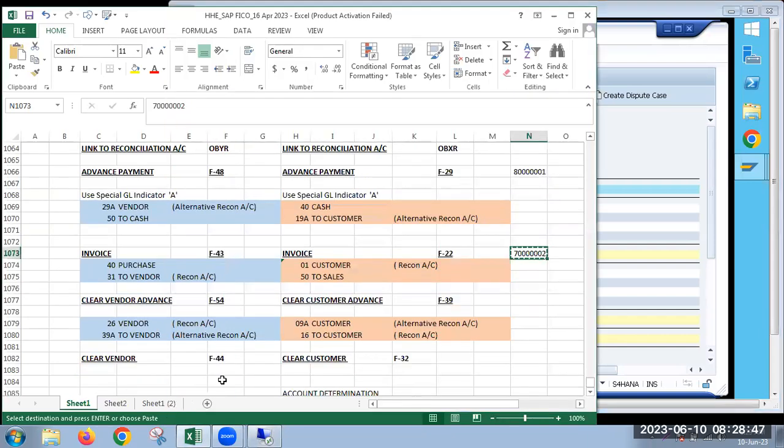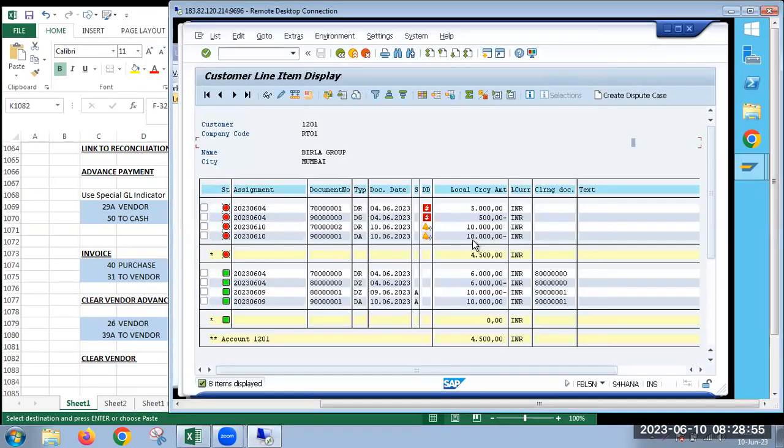We will see. See here, in F-44, we used the vendor account for clearing. Now with the customer account, in the same way, we can manually match these two balances so that it will be cleared. Okay. The entry will get posted when you use F-39. But for a customer account, if you have to clear, you have to use F-32, right? Correct, because this clearance is not happening at the regular reconciliation account.